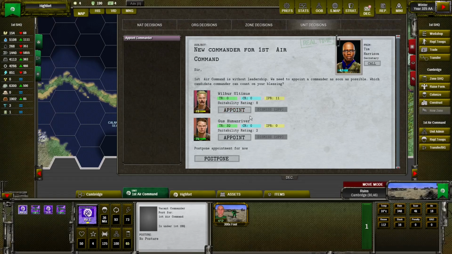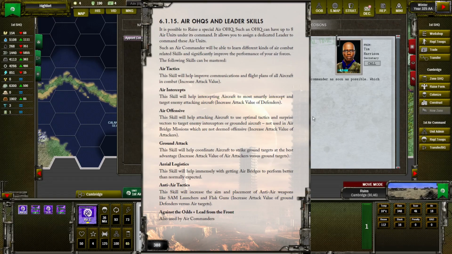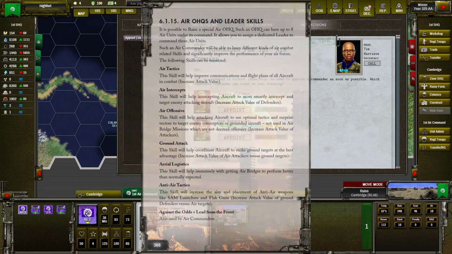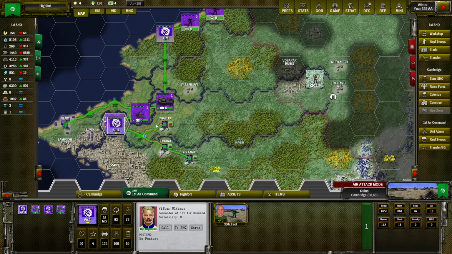There will be a different variety of skills like air tactics, air offensives. You can check in the documentation. So let's appoint. Copy that. But this is not enough. We need to assign units to this air operational headquarters.